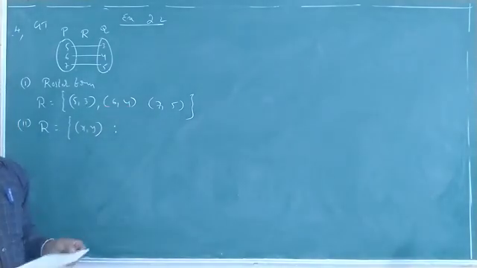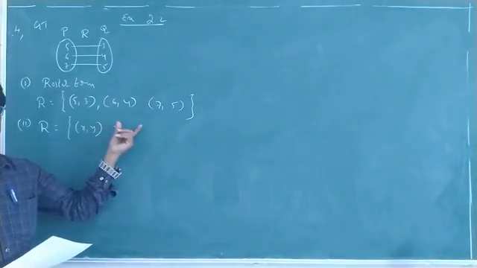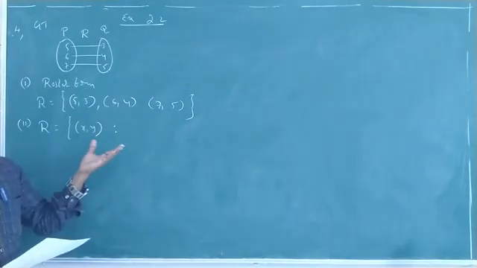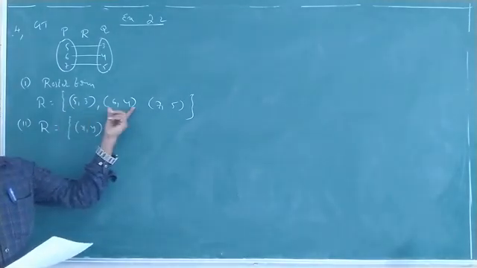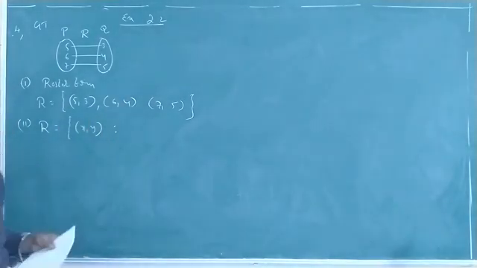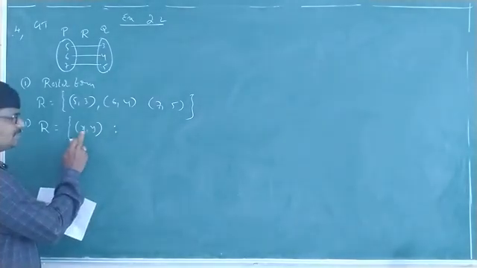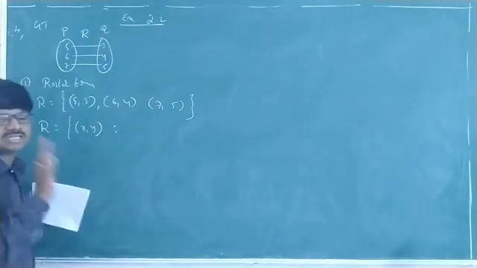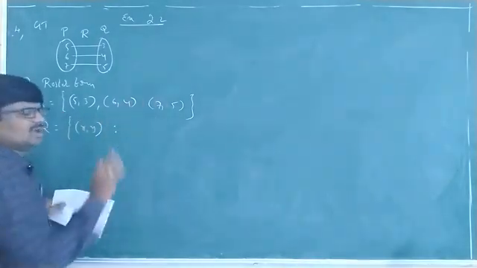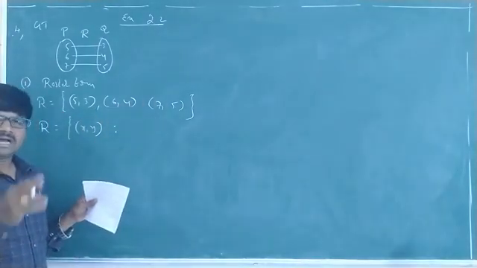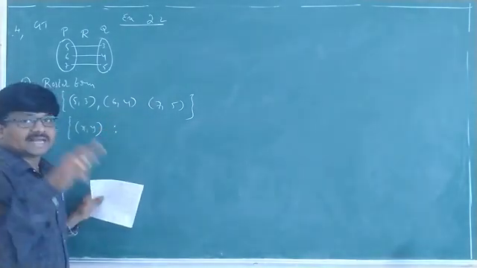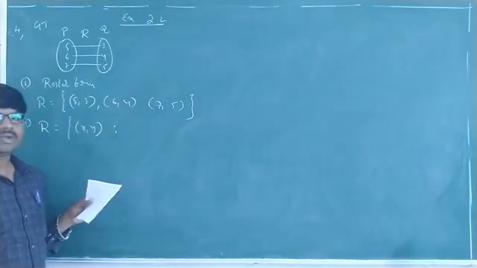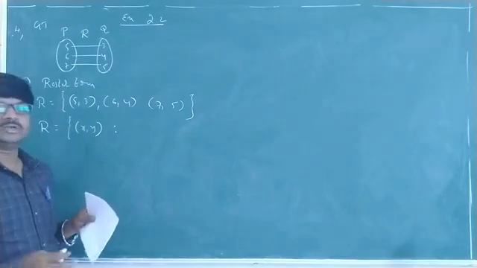You know how to write the set builder form and the roster form, but here in relations the elements are ordered pairs. There is a relation between x and y, and whatever ordered pairs there are must all satisfy that same relation. Then only you will get these ordered pairs.